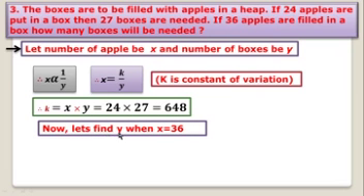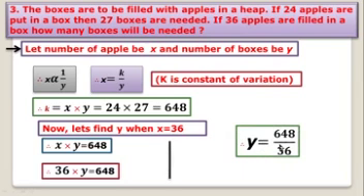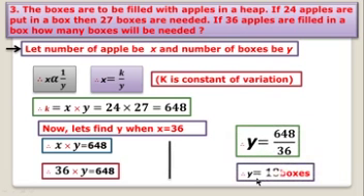Now let us find y when x is equal to 36. Therefore x multiplied by y is equal to 648. Therefore 36 multiplied by y is equal to 648. Therefore y is equal to 648 divided by 36, and therefore y is equal to 18 boxes required for given apples.